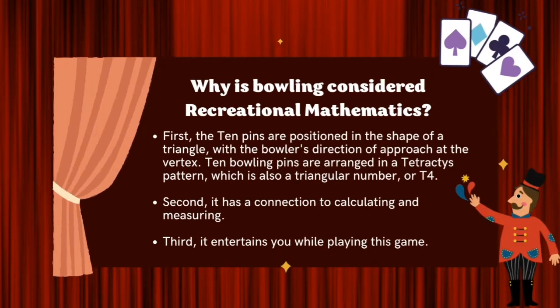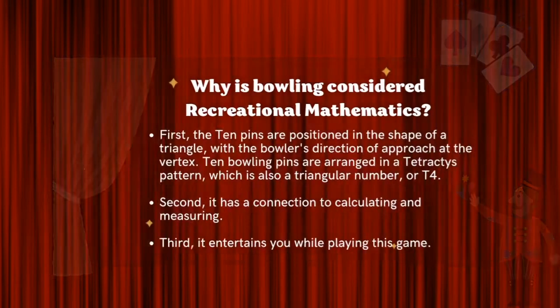Why is bowling considered recreational mathematics? First, the 10 pins are positioned in the shape of a triangle, with the bowler's direction of approach at the vertex. 10 bowling pins are arranged in a tetractys pattern, which is also a triangular number or T4. Second, it has a connection to calculating and measuring. Third, it entertains you while playing the game.